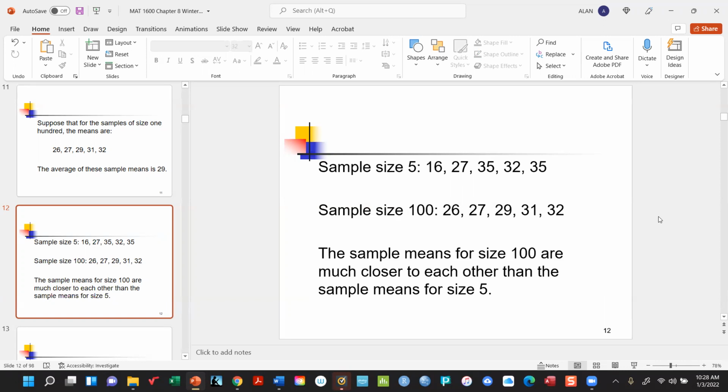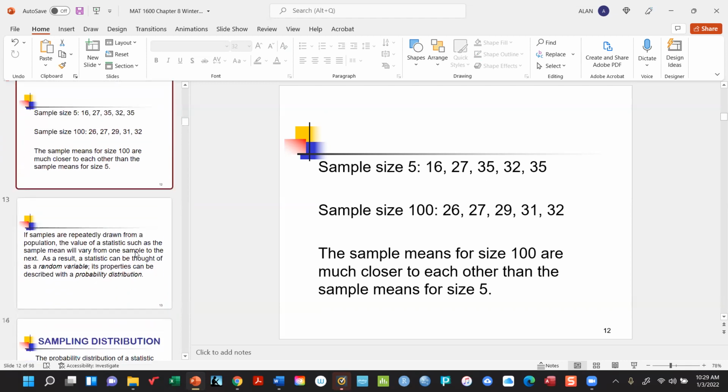So with a small sample, you're going to get much larger differences between the sample means. Whereas with large samples, you're going to get a much smaller difference between the sample means. They're going to be much, much closer to each other. But if you notice, on average, they're both equal to the population mean. The average shouldn't be too far away, but what's different is the changes from one sample mean to the next.